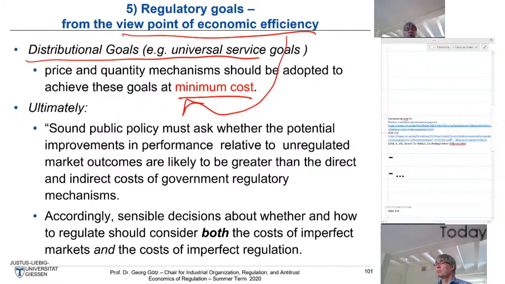Ultimately, and this is a conclusion from Joskow, sound public policy must ask whether the potential improvements in performance relative to the unregulated outcomes are likely to be greater than the direct and indirect costs. That's what I always keep telling you: if something works imperfectly when unregulated, don't think that you will be able to improve a lot on that by introducing regulation.